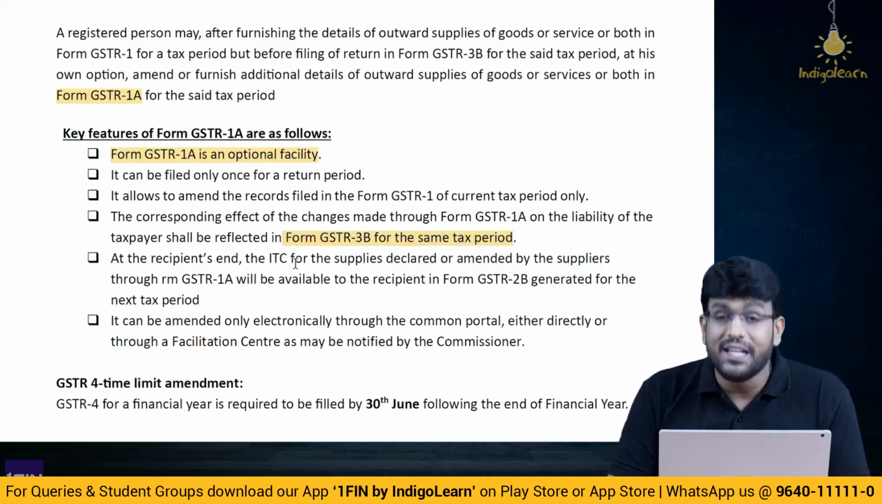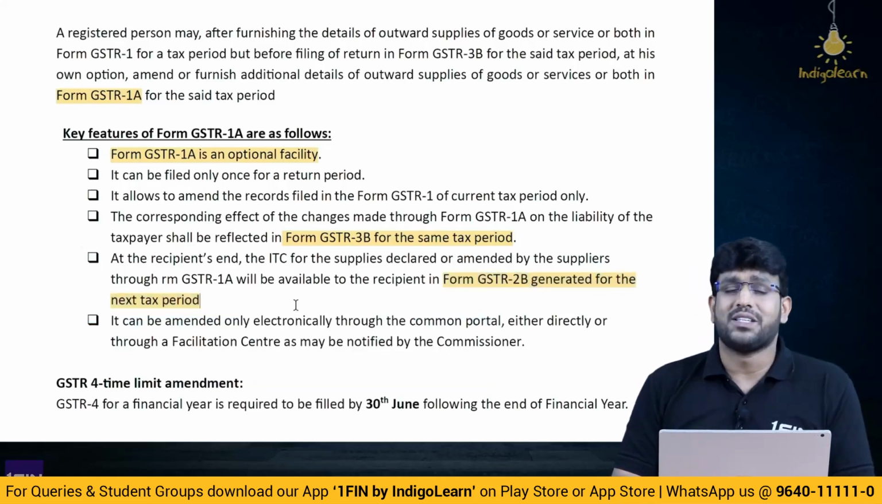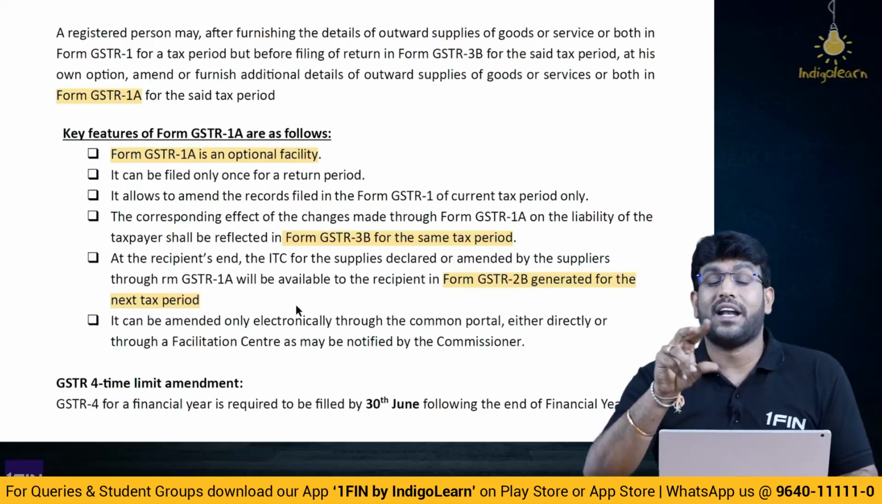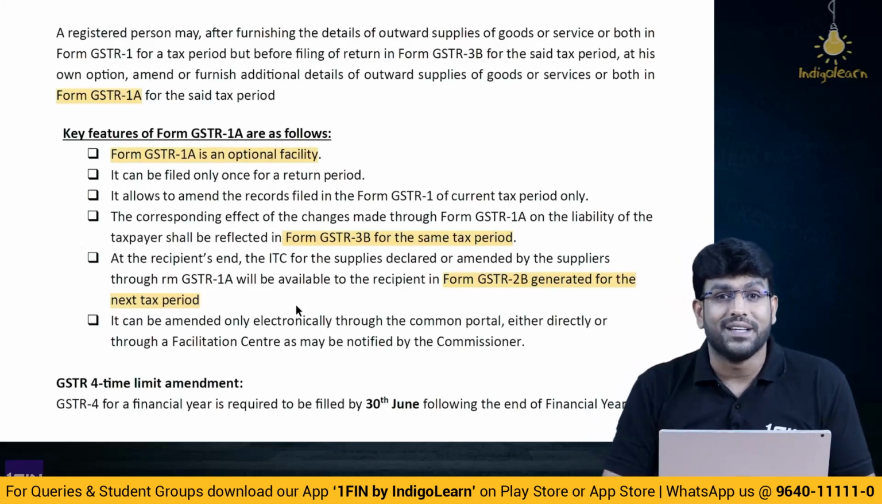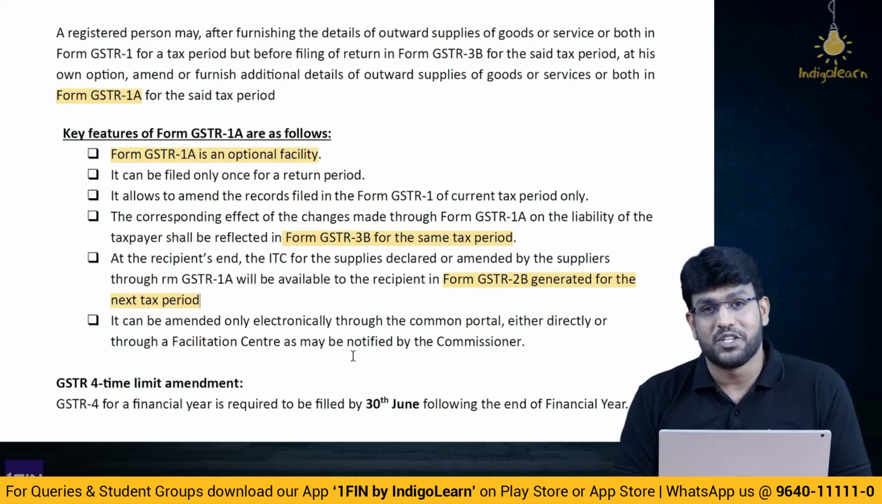And at the recipient's end, my dear friends, ITC for the supplies declared or amended by suppliers through GSTR1A will be available to the recipient in form 2B generated for next tax period. Obviously a logical point, because if supplier files GSTR1 within the due date, only then the credit will come to recipient in GSTR2B. It can be amended only electronically through common portal, either directly or through facilitation center as notified by commissioner.